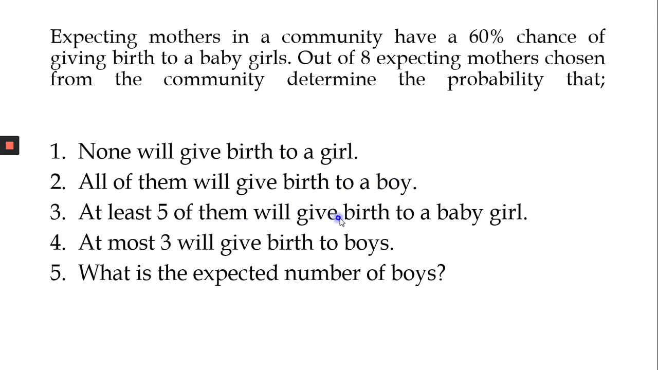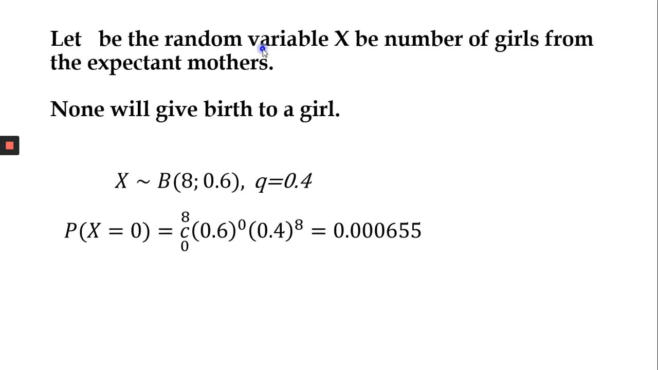At least 5 of them will give birth to a baby girl. We are going to answer all these questions in the following slides, and I will be explaining what is happening. Let the random variable X be the number of girls from the expecting mothers. This is very, very important: we start by defining what our random variable X is.